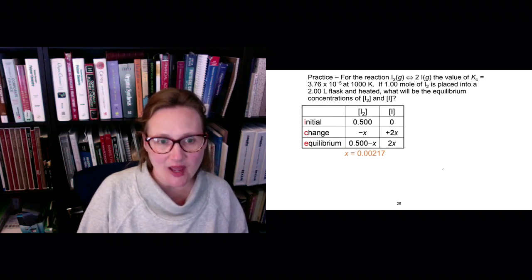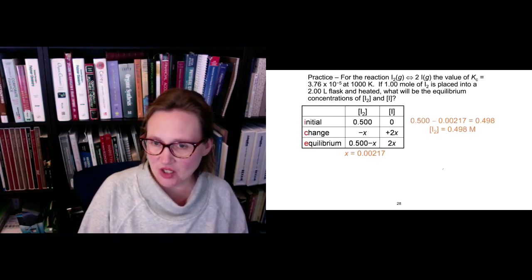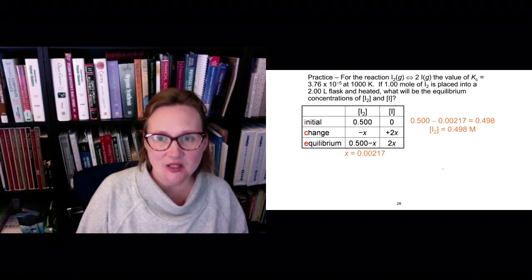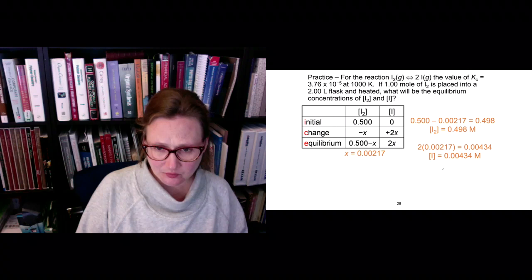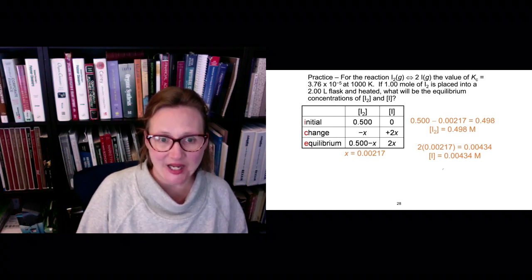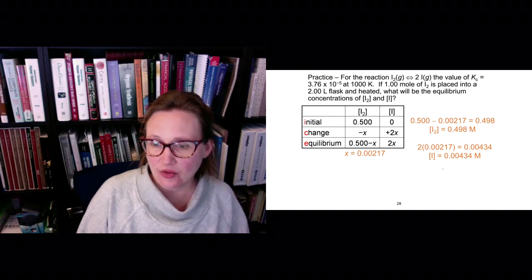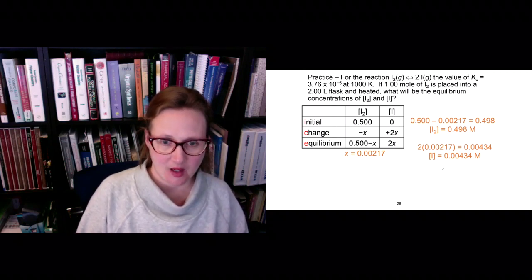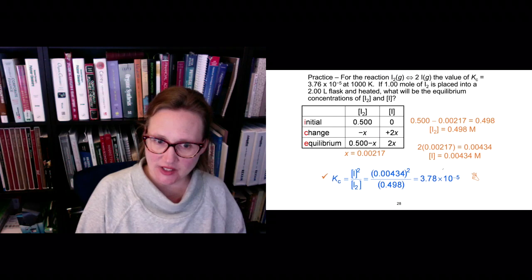All right, so now we know x, we can solve for those equilibrium concentrations. So here iodine is 0.498 molar, and our iodine atom is 0.00434 molar.